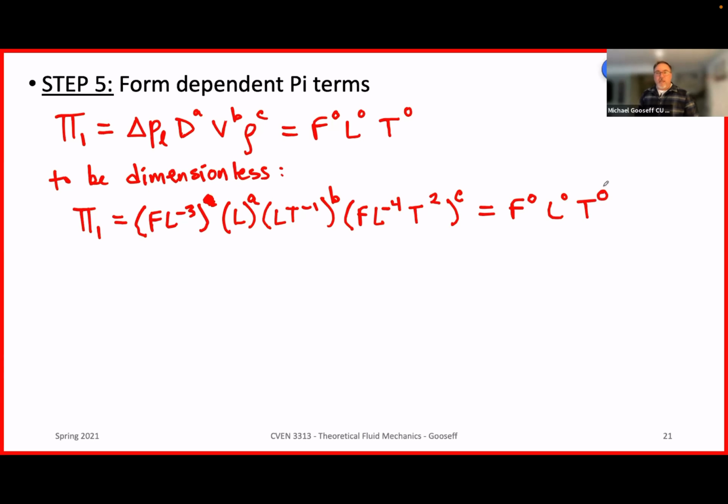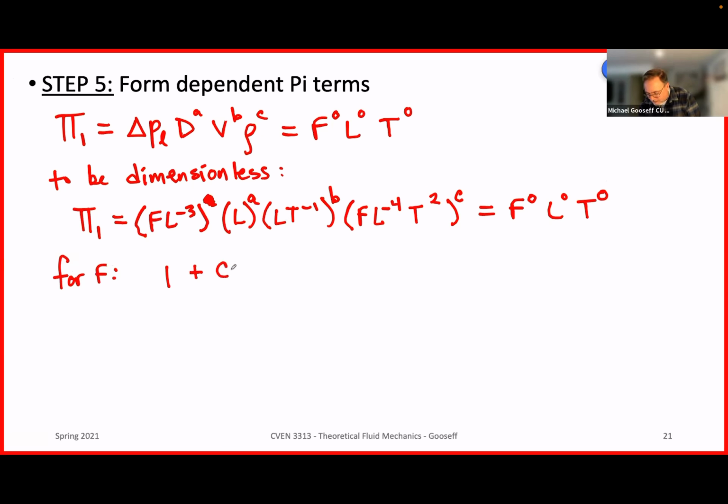So what we're doing is essentially algebra on all of these powers, right? So what does that look like? What we do now is break this down by each dimension. So for F, you can see that we have F here. So there's one F coming from there. There's no F's to the A power. There's no F's to the B power. There is an F to the C power. So 1 plus C equals F to the 0, 0. Okay? Now what that means, of course, is that C is equal to -1.